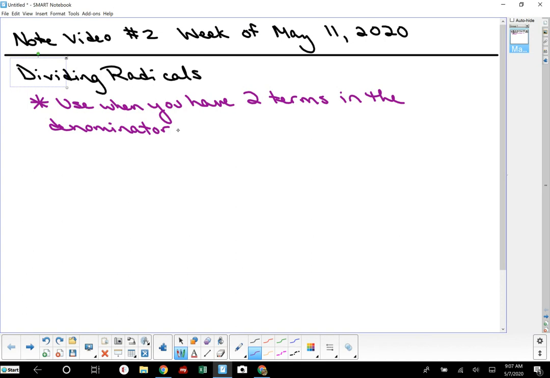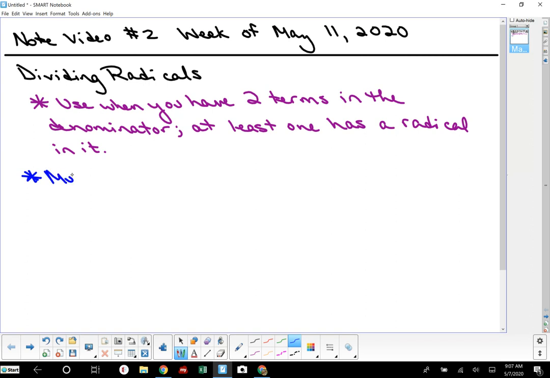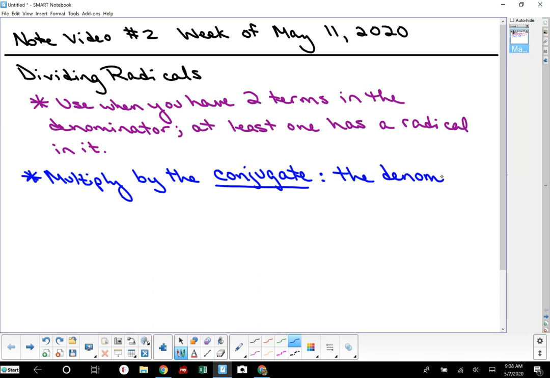So when you have two terms in the denominator and at least one has a radical, when that happens, what you're going to do is multiply by something called the conjugate. And what that is, the conjugate is the denominator with the middle sign changed.